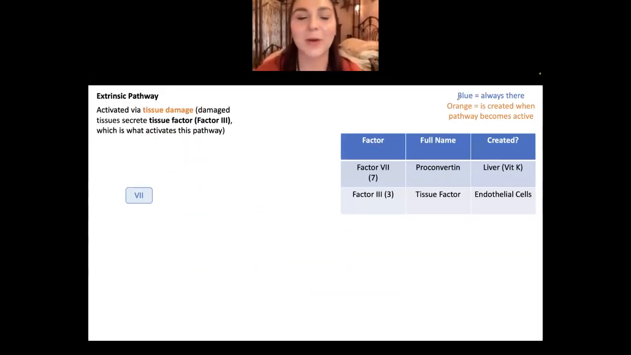So the extrinsic pathway, same thing. Blue is it's always there. So here's factor 7. It's always there. It's always being made by the liver. And then orange is it's created when the pathway becomes active. So the only thing we have so far is factor 7. So I'm just going to do that one first.